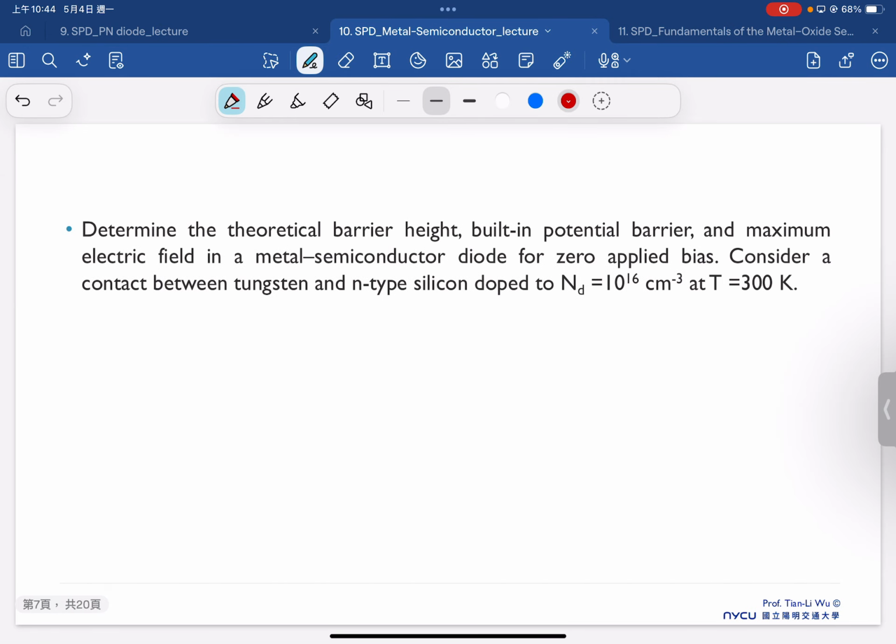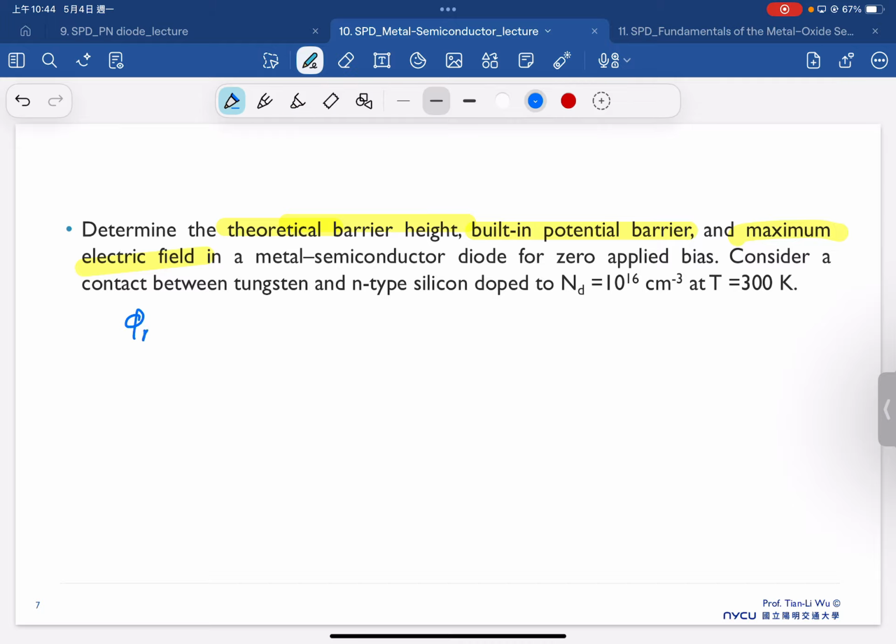So here is one example just for your practice. Determine the theoretical barrier height, the built-in potential barrier, and the maximum electric field in the metal semiconductor diode for zero applied bias, and consider the contact between the tungsten and N-type semiconductor silicon doped at a certain doping concentration here. So the calculation is very simple. We just put whatever we know into the equation.